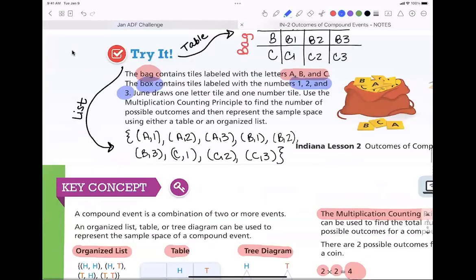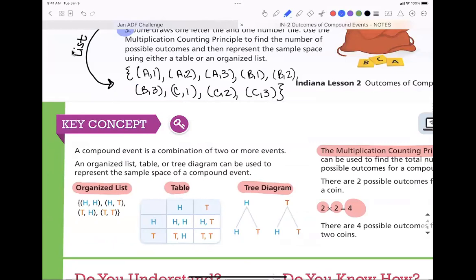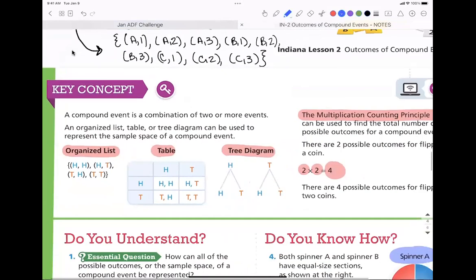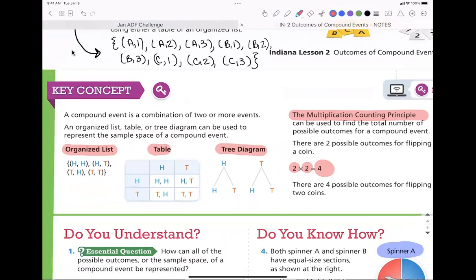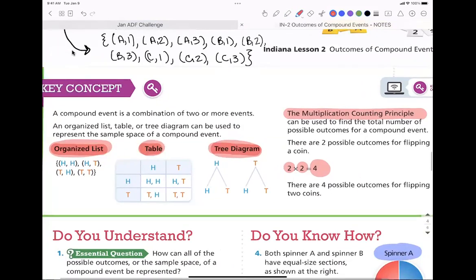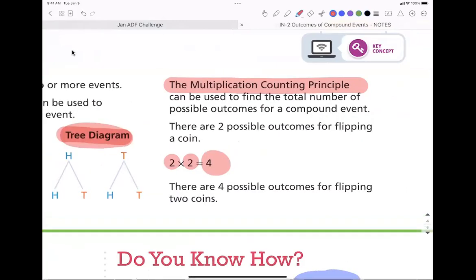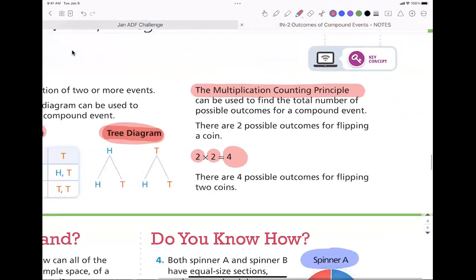All right, if you go to the next page, that's just key concepts. That's just a review of what we just talked about. Again, the information that we are dealing with, you can either put the information out there as an organized list, as a table, or a tree diagram, depending on the directions. If the directions say a list, do a table first to keep yourself straight. I promise you it will save you a headache. Remember your multiplication counting principle. You can take the possible outcomes from event 1 times the possible outcomes from event 2, multiply those two numbers together, and that gives you the total number of outcomes.